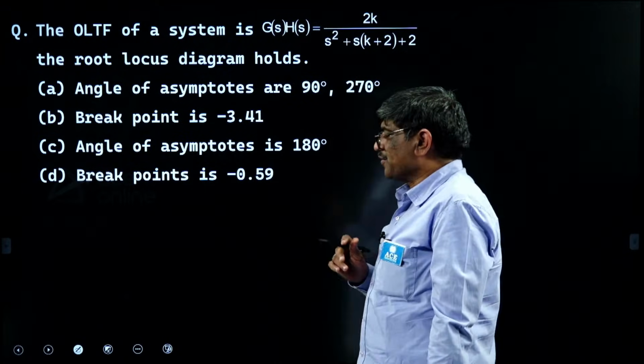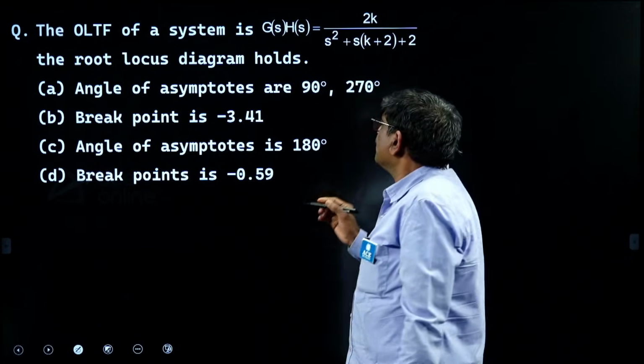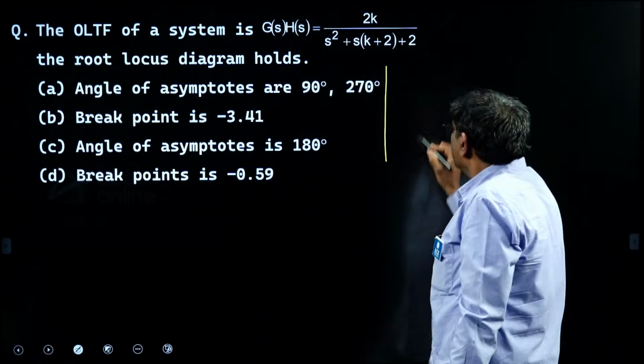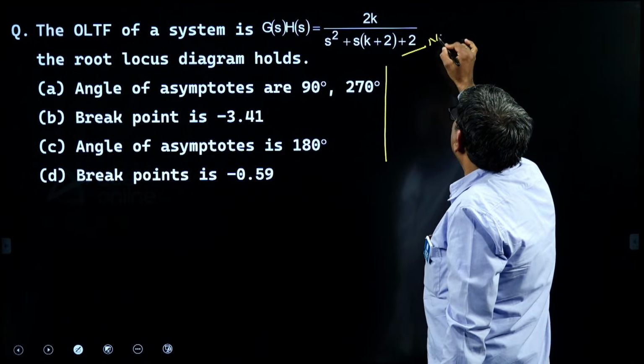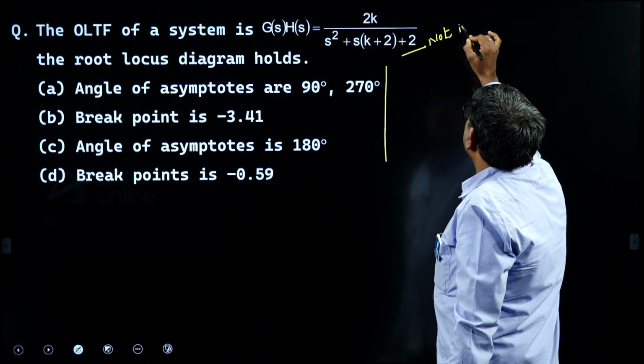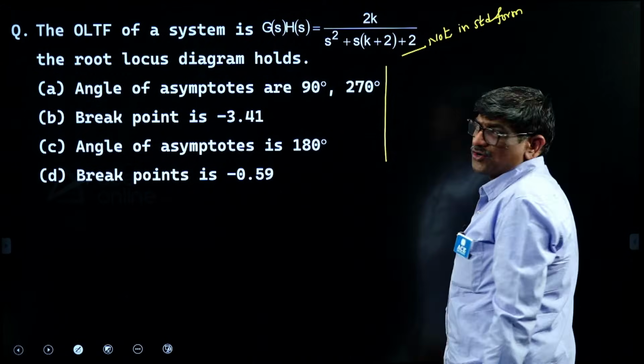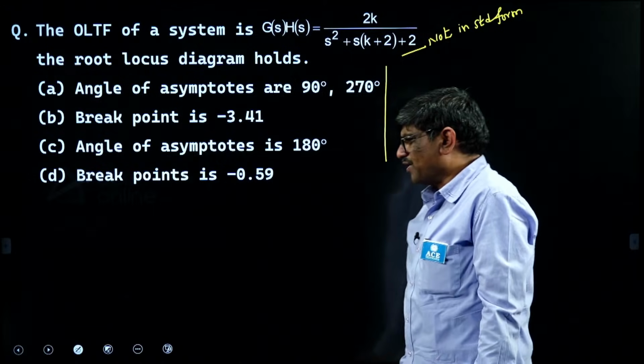So simply what you have to do? Anybody answer? Okay, here first it is not in standard form. To draw the RLD, it is not in standard form. So convert into standard form. For that, what you have to do?